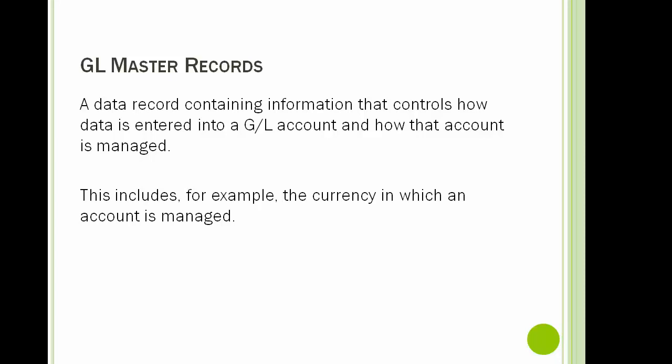General Ledger Master. In General Ledger Master, a data record contains information that controls how data is entered into a GL account and how that account is managed. This includes, for example, the currency in which an account is managed.